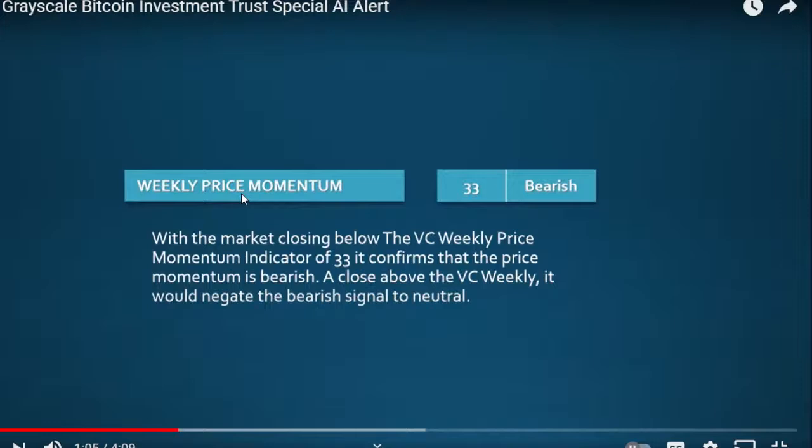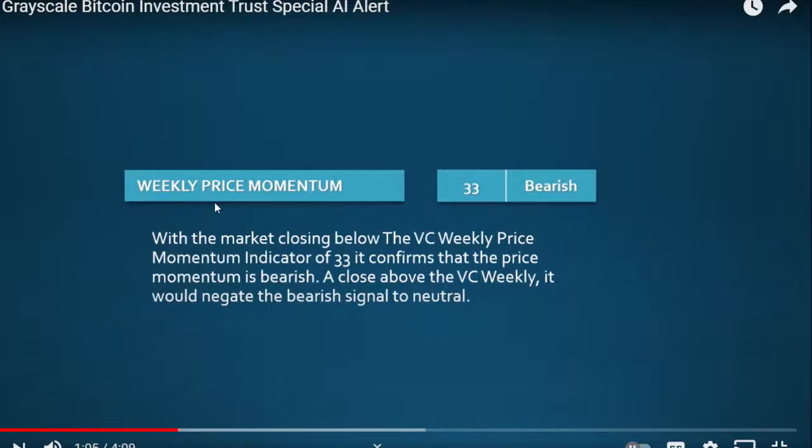The second filter that we use is called the weekly price momentum. What this does is it gives you the price momentum. The VCPMI stands for the variable changing price momentum indicator. And this is the mean of the structure of the VCPMI. And so once we extrapolate the average price, it gives us an idea of how we can identify and extrapolate the extremes above or below this mean.